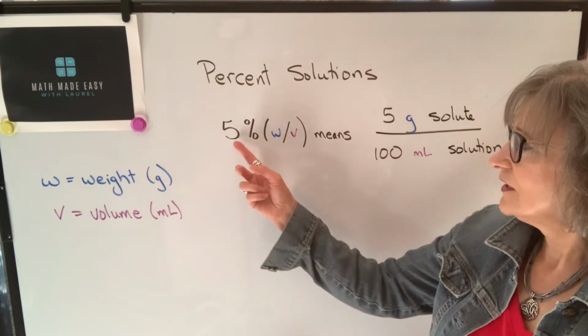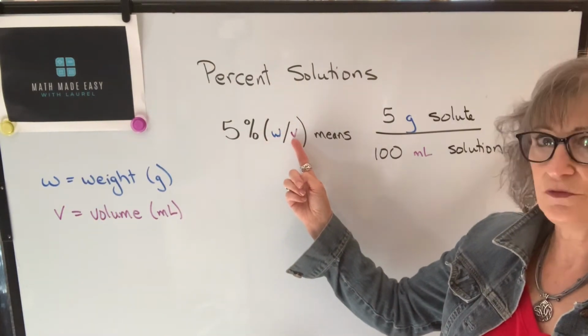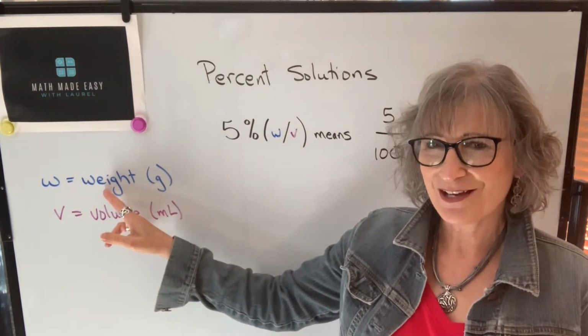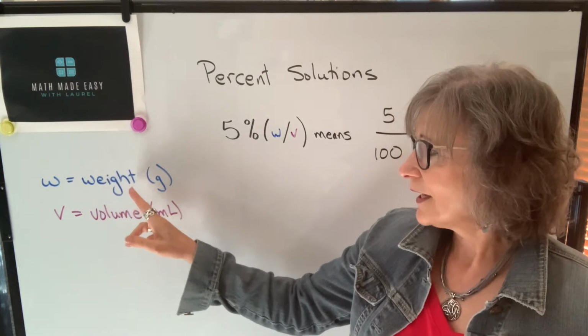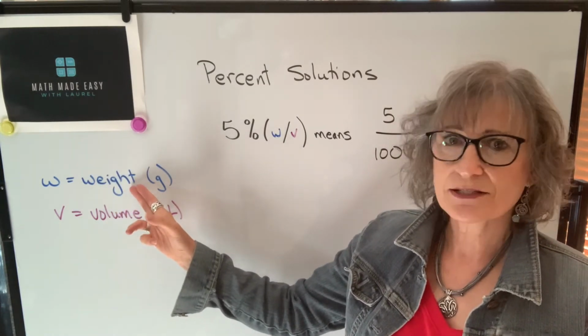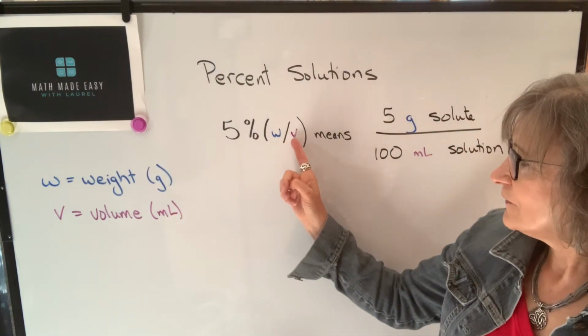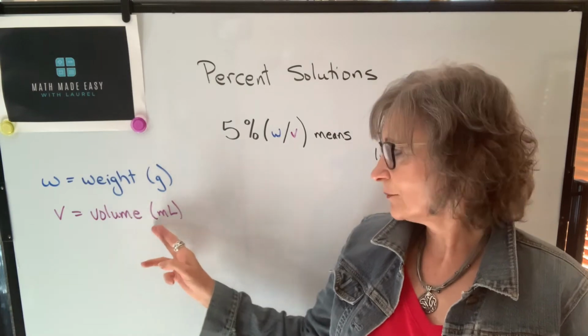So if you see 5% followed with W per V, the W represents weight. It's actually mass, but W is used. You might see M used. And when you're working with weight or mass, the unit that's always used is grams. The V represents volume, and volume is always measured in milliliters.